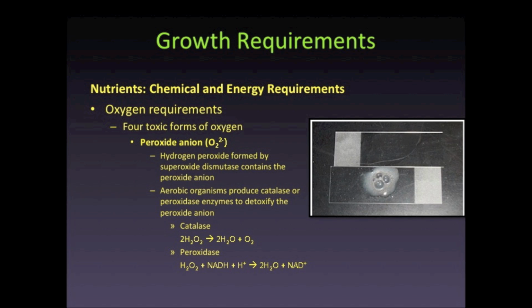Peroxidase, on the other hand, utilizes a reduced electron carrier to break the peroxide anion down and yields water and an oxidized electron carrier. In the particular reaction shown, the reduced electron carrier used to reduce the peroxide anion to water is NADH.